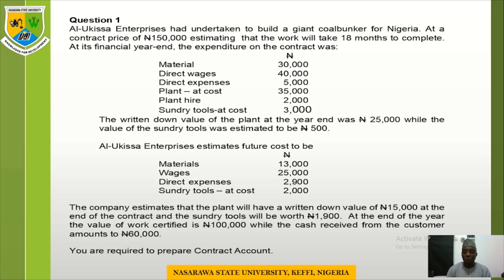So our notional profit will be, wait a minute, 150,000 minus 89,500. Notional profit becomes 60,500. Total cost to completions. Total cost, no. Notional profit equals the contract price minus total estimated cost to completions.